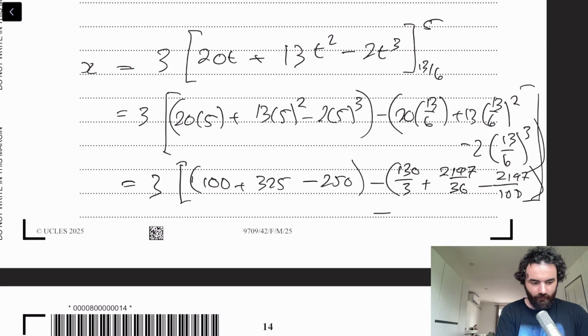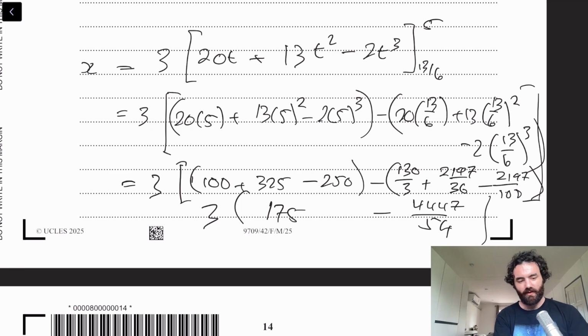So this times -1 plus 2197 over 36 plus 130 over 3. So this entire thing is 4447 over 54. 100 plus 325. I'm not feeling good about this. This is 175 minus that times 3. 175. So 4447 over 54. 175 minus answer times 3.